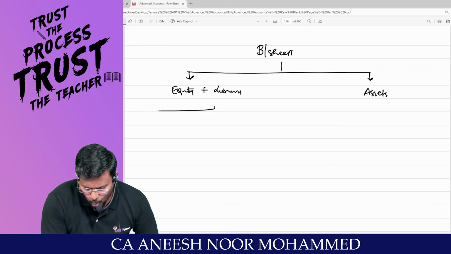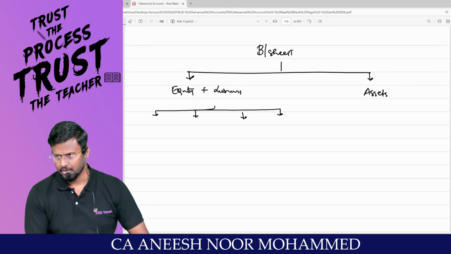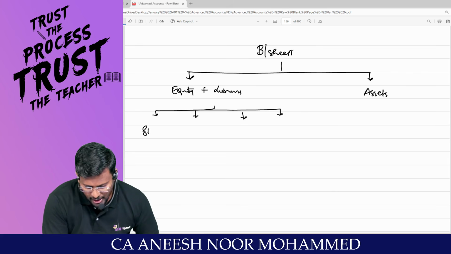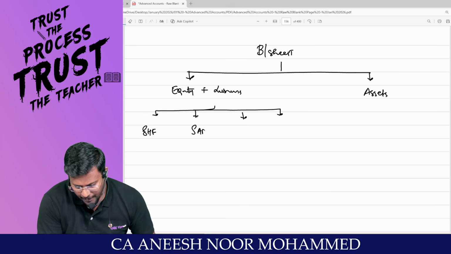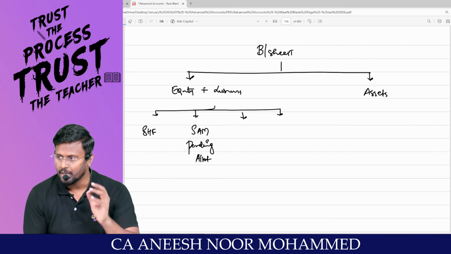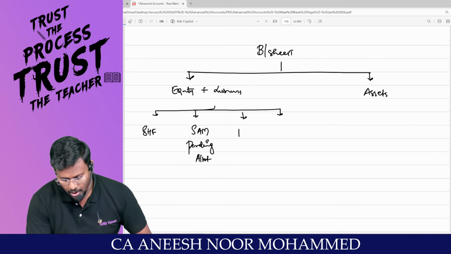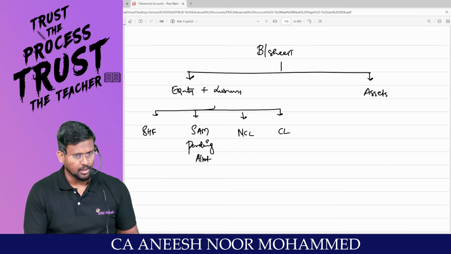Sir, in equity and liabilities, there are 4 main headings. Number 1, shareholders fund. Number 2, share application money pending allotment. Number 3, non-current liabilities, and number 4, current liabilities. Are you all really with me?